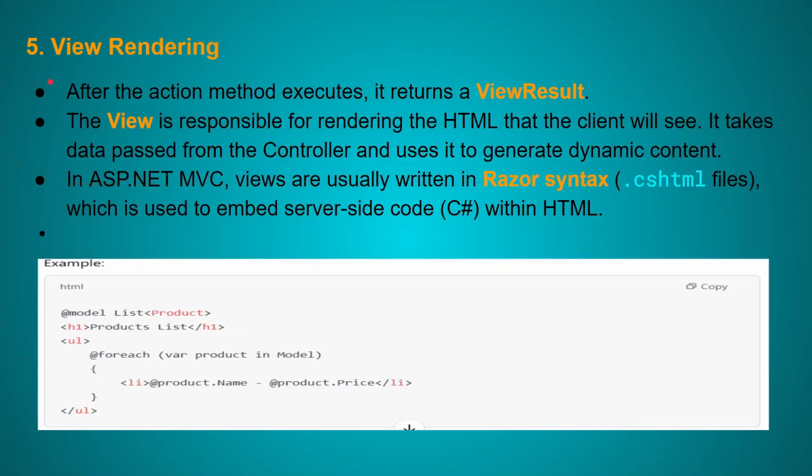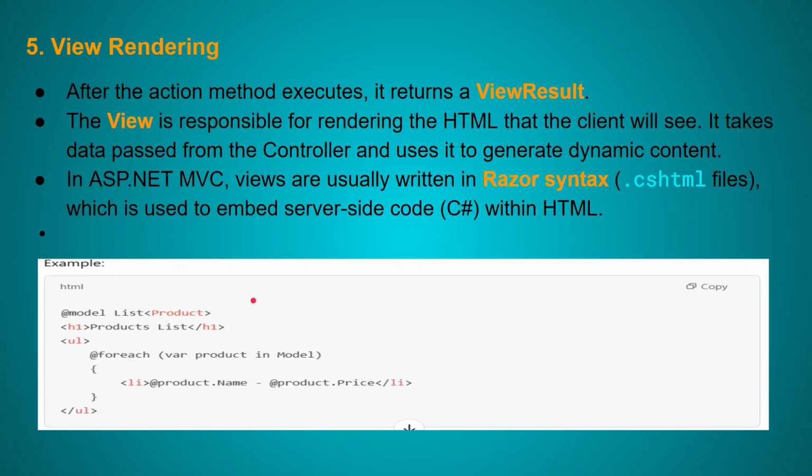And the next part is view rendering. After the action method executes, it returns a view result. The view is responsible for rendering the HTML that the client will see. It takes the data passed from the controller and uses it to generate dynamic content. In ASP.NET MVC, views are usually written in Razor syntax, a .cshtml file, which is used to embed server-side C# within HTML.